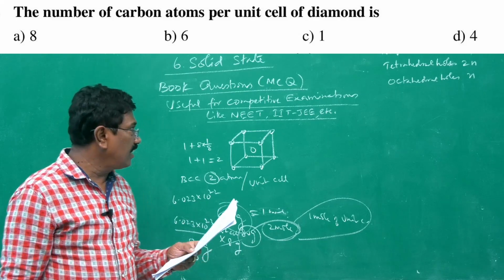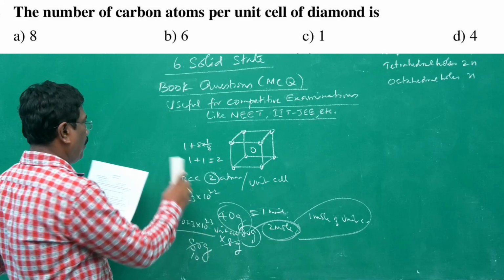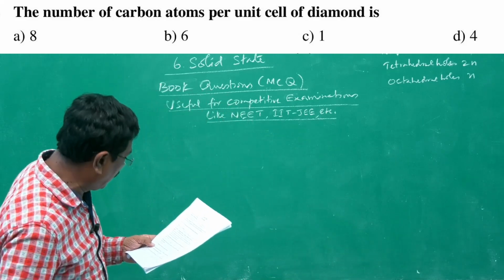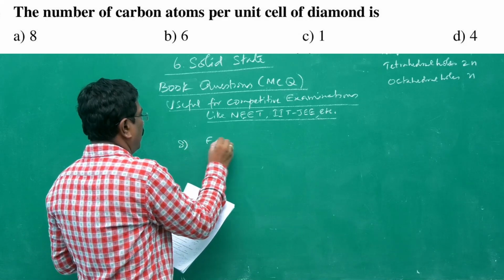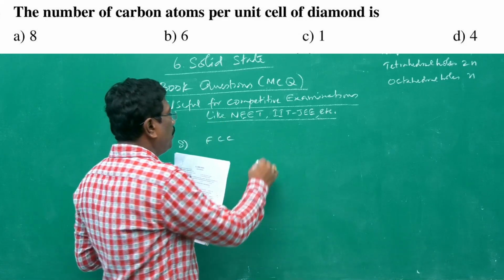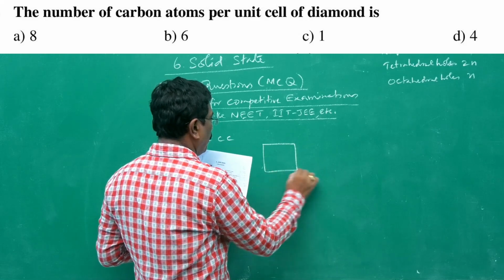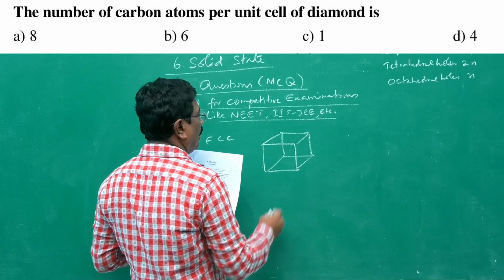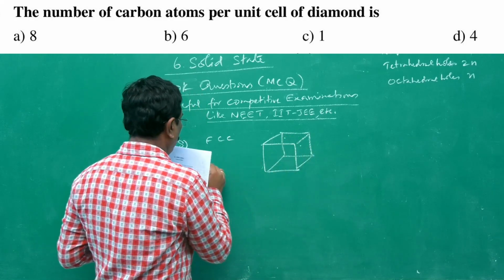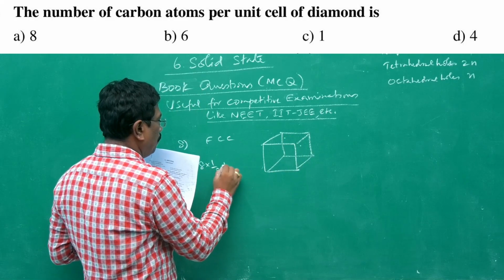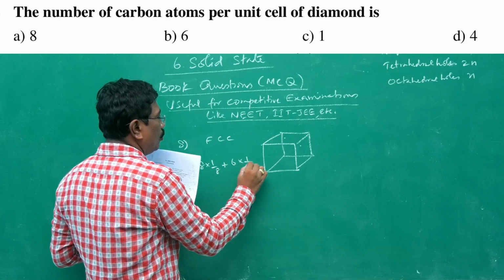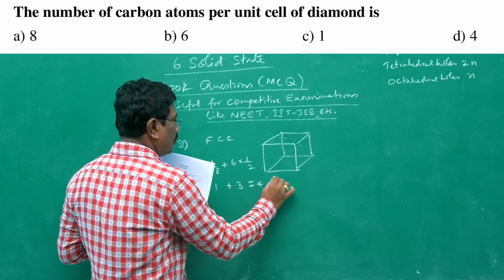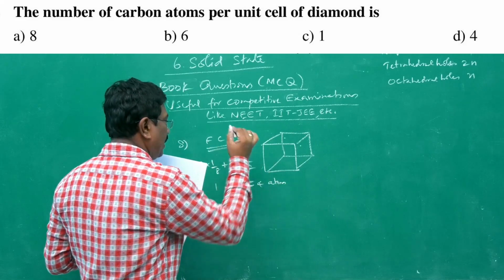Then, the number of carbon atoms per unit cell of diamond. In diamond, the carbon atoms are arranged in FCC. FCC means face centered, as you may know: 8 corners and 6 faces. So 8 into 1 by 8 plus 6 into 1 by 2, so 1 plus 3, 4 atoms are available if it is FCC.